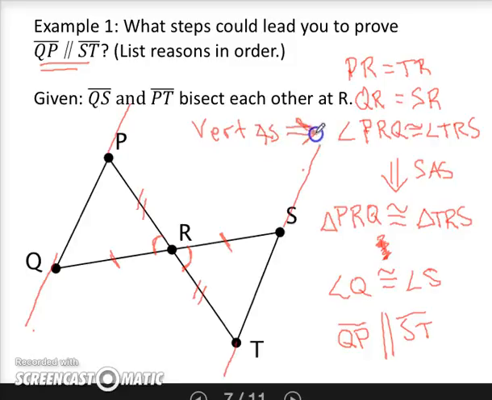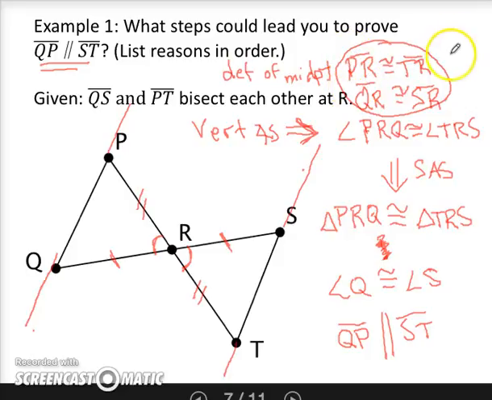That would be on my arrow. And these things come from the definition of a midpoint. And I should actually write congruent instead of equal. I should make them segments. And these three facts together came together by SAS to prove the triangles congruent.